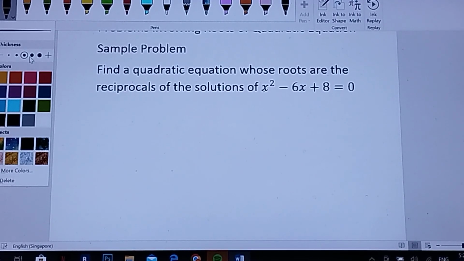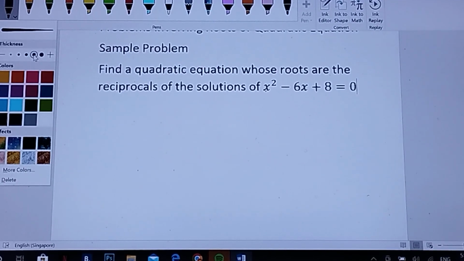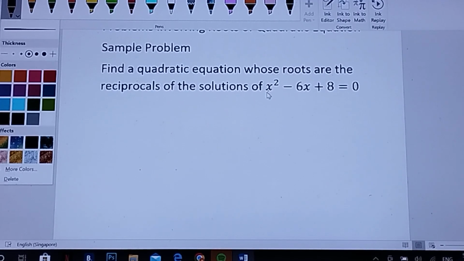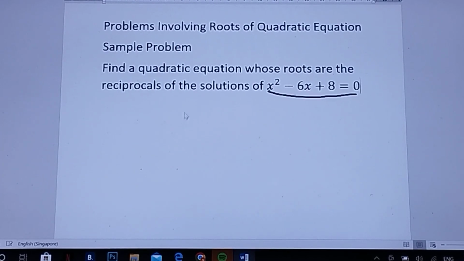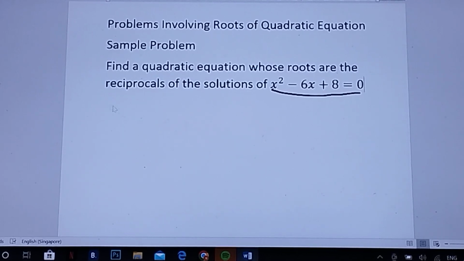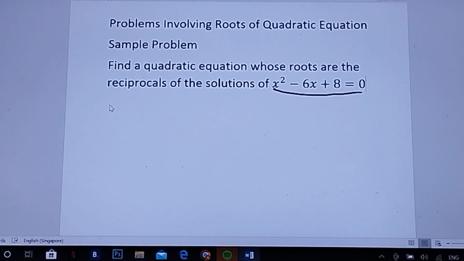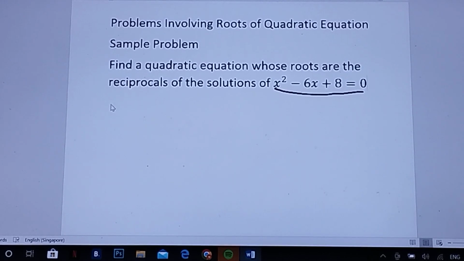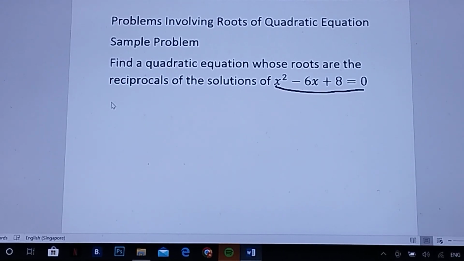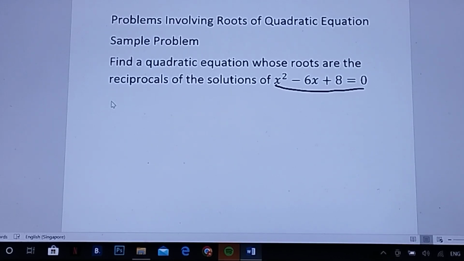So first, we find the solutions of x squared minus 6x plus 8 equal to 0. Then after getting the solutions, we get the reciprocals, and from the reciprocals we will get the quadratic equation. So that is required by the problem.